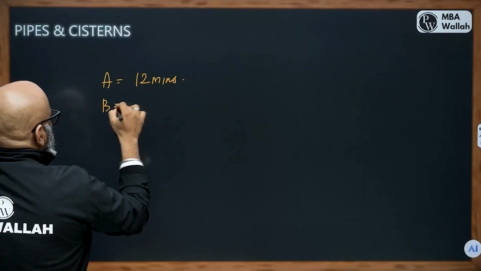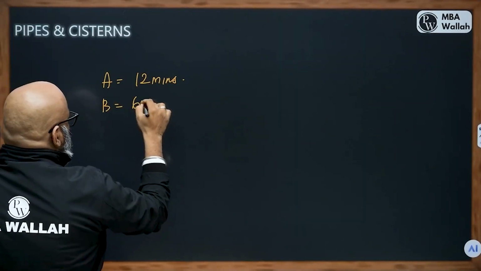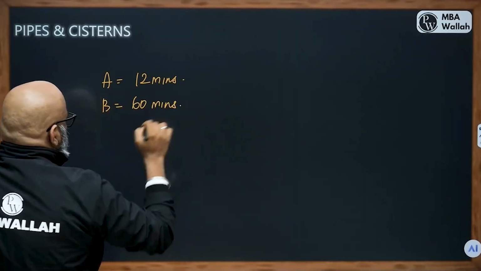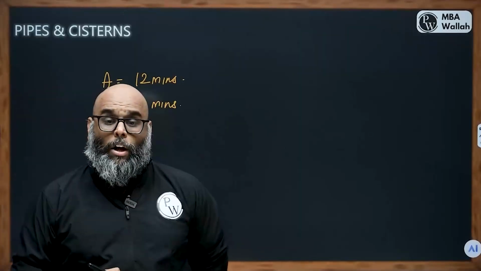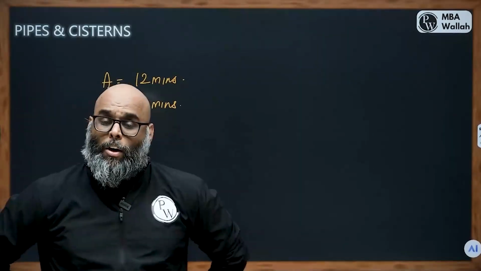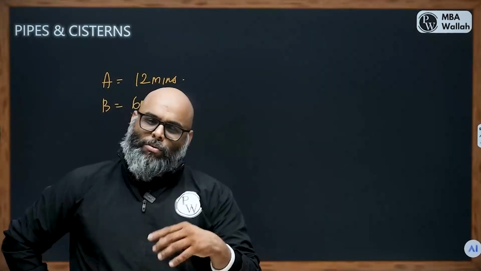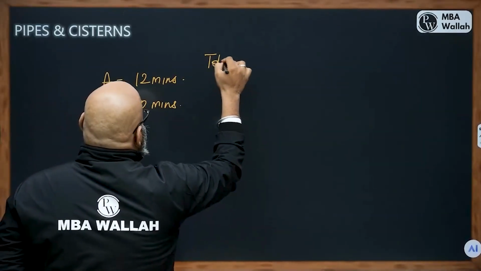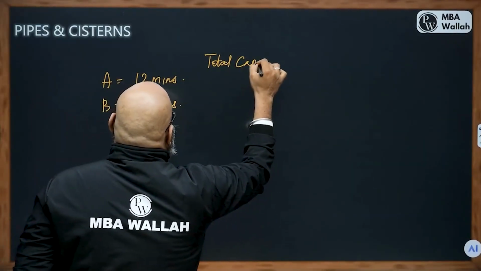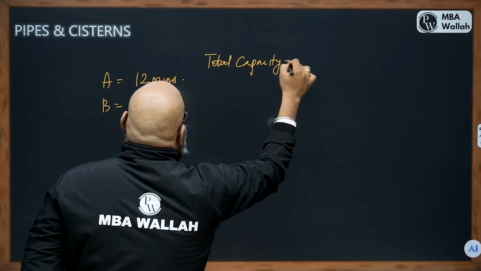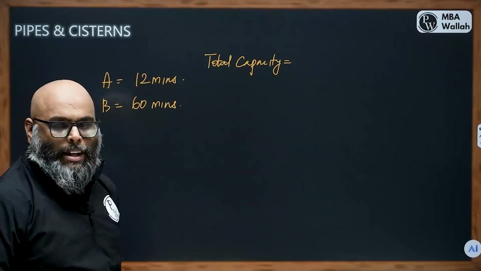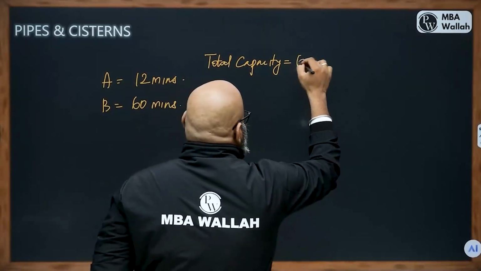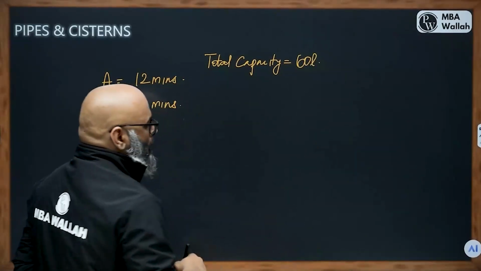So quickly revising that idea, if A can fill a tank in 12 minutes and B can fill the same tank in 60 minutes, if both pipes are open together, when will the tank get filled? So nothing fancy here. I'm going to say the total capacity is equal to the LCM of 12 and 60, which happens to be 60. So I'm going to call it 60 liters.